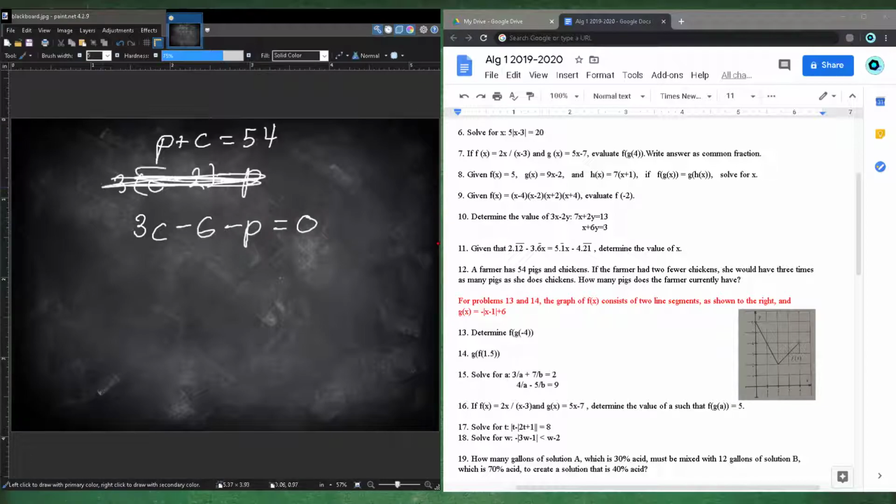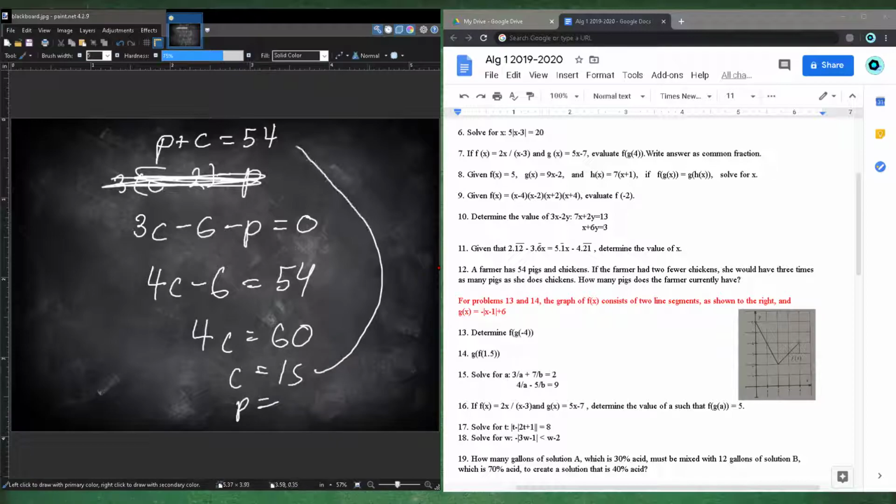We don't need that equation anymore because we already simplified to this. Now we can see the p and then negative p, so we could just add by elimination. So c plus 3c is 4c minus 6, and then the negative p plus this p is 0. So 54 is on this side. Add the 6 to the side, so 60. So c equals 15. So we have 15 chickens, but we need to find pigs, so that's not what we're looking for. So we could just plug into the first equation. If c equals 15, that means the other number, which is p, is 39, which is your answer for number 12.